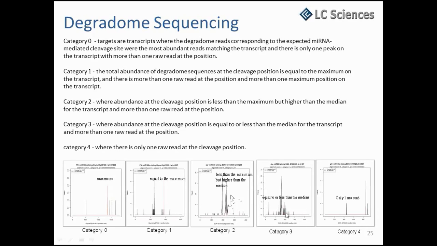Category 3 is that this position is identified, but the sequencing reads are less than the average of other locations, other reads. And category 4 is less likely to be the true one because only one read was found for this position as the identified microRNA and messenger RNA pair.